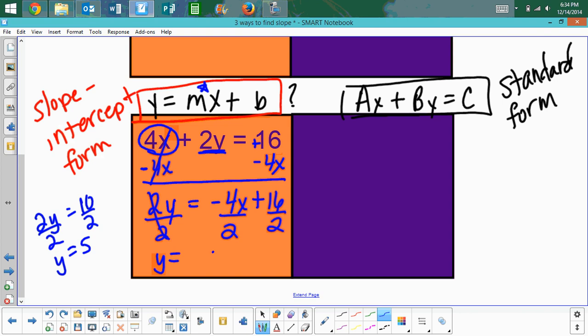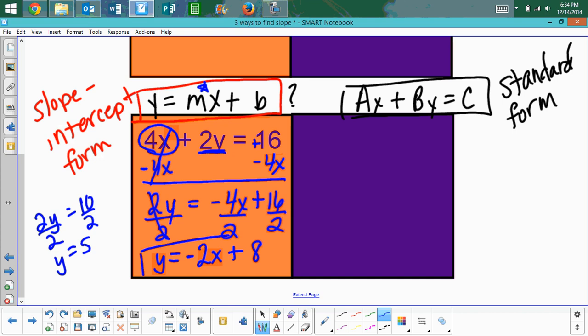We're going to leave that x. What is negative divided by positive? Well, that's a negative. Now divide the numbers. 4 divided by 2 is 2. I'm going to keep my plus sign. 16 divided by 2 is 8.